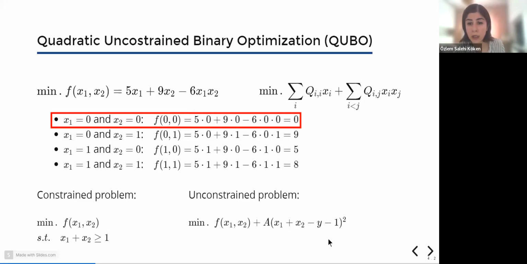If you check this term, it will result in a positive value if the constraint is not satisfied. If it is satisfied, say X1 plus X2 equals 1, then Y can be set to 0, and this will result in 0. So it is not adding any penalty. But whenever it is violated, there will be a penalty. And remember, we would like to minimize this. So this is the way we deal with constraints.